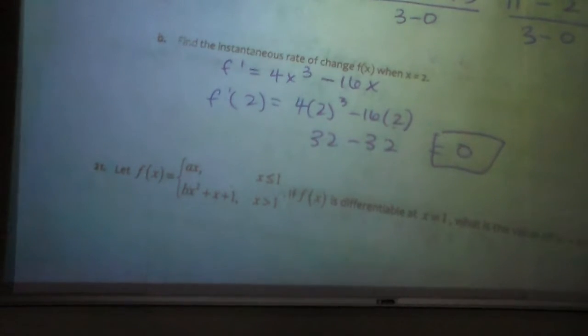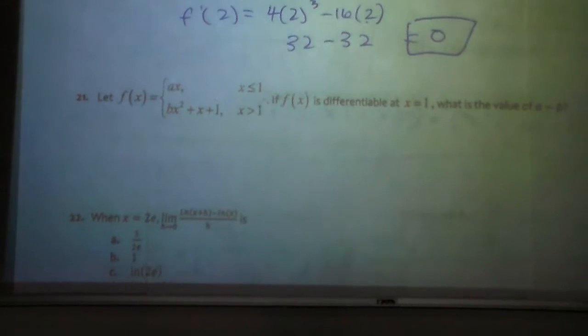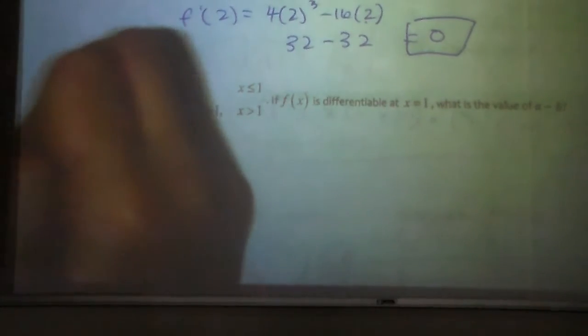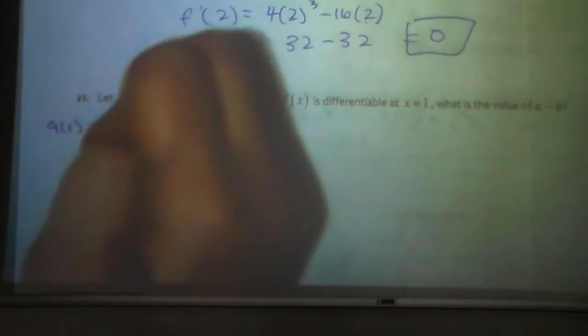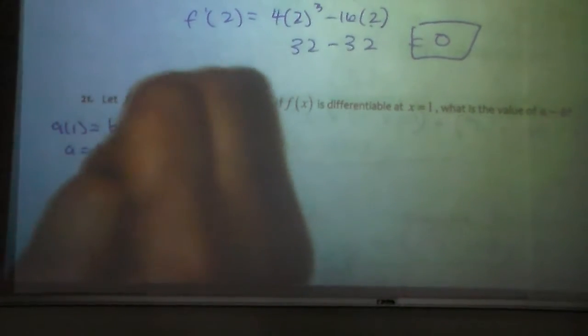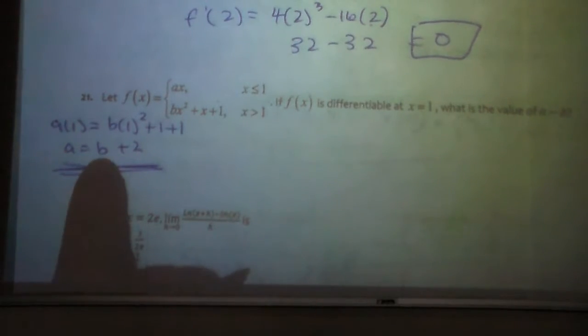Here, I want to find the value of a minus b. So before I find a minus b, I should find what a and b are. It says that it's differentiable. Two things to be differentiable. First, it has to be continuous. So if it's going to be continuous, these two need to be equal when x is 1. So that's a times 1 has to equal b times 1 squared plus 1 plus 1. So I get a is b plus 2. That's the first condition. That doesn't give me a and b because I have two unknowns.